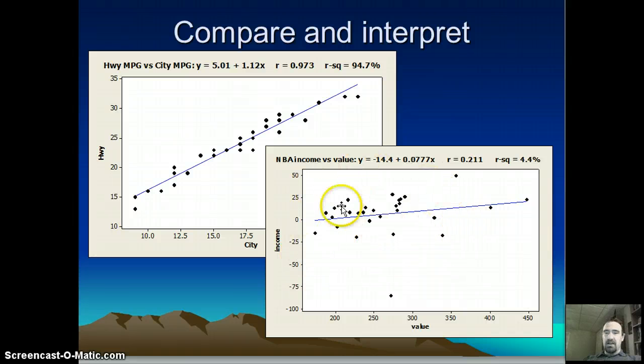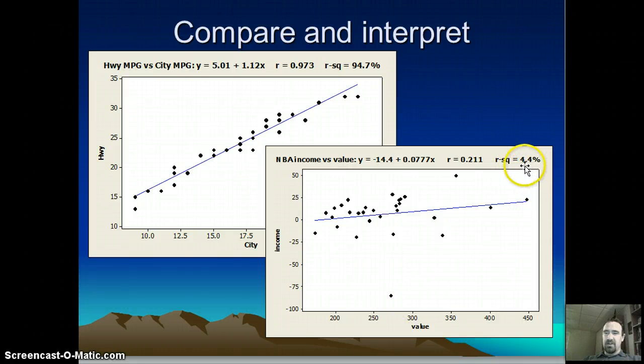So we can see that there's a linear regression model here. Here it is, y equals negative 14.4 plus 0.0777x, an R of 0.211, and an R squared of 4.4. Let's look at R and R squared first. R, a lot closer to 0 this time compared to our other model. So this is a lot weaker model. This is a relatively weak model for this data, and maybe it's this outlier that's part of the problem.